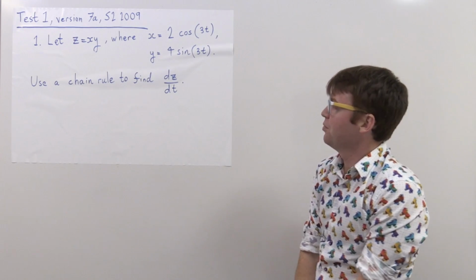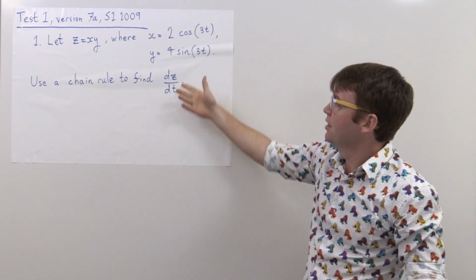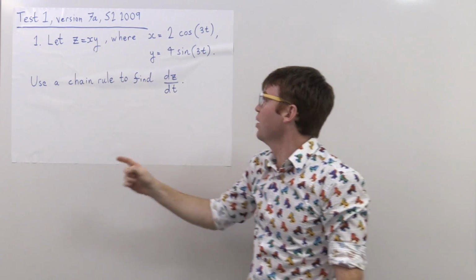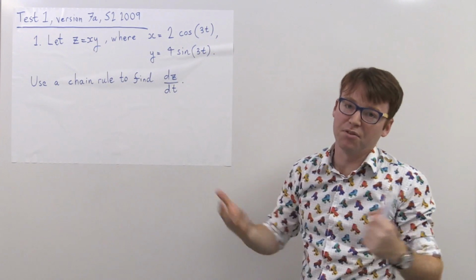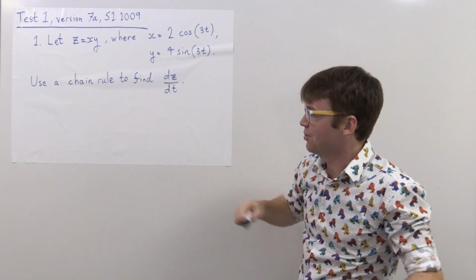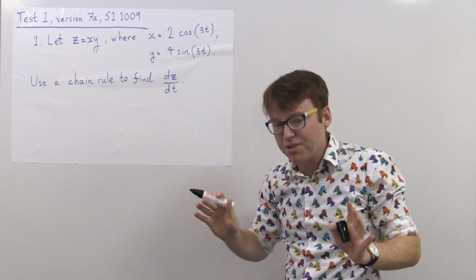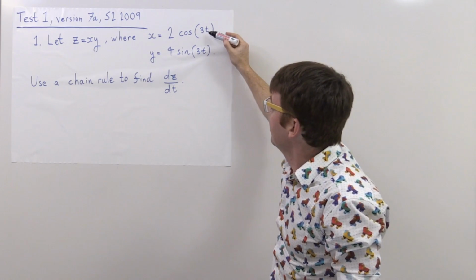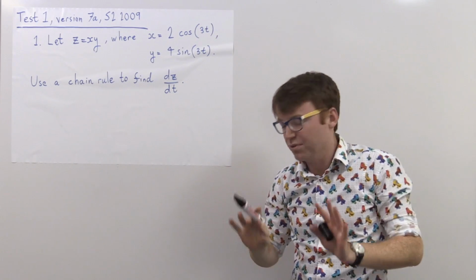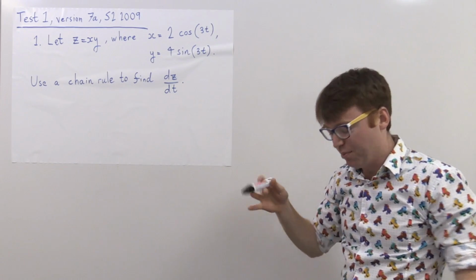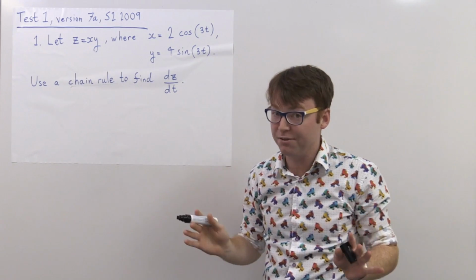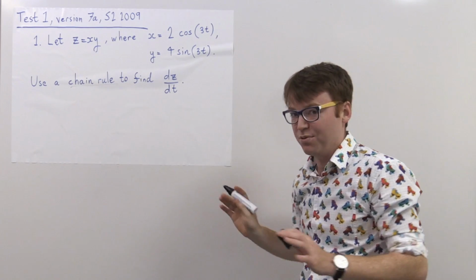Here's a question that asks you to use the chain rule to find the derivative dz/dt, where z is given to you as a product of x and y, and the x and y are themselves functions of t. The question explicitly asks you to use the chain rule. So what you are not supposed to do is just write z as 8 times cos of 3t sine of 3t and then use the product rule. No, no, no. The purpose of the question, as it's stated, is to use the chain rule to do this. So you have to use the chain rule. There's no choice here.